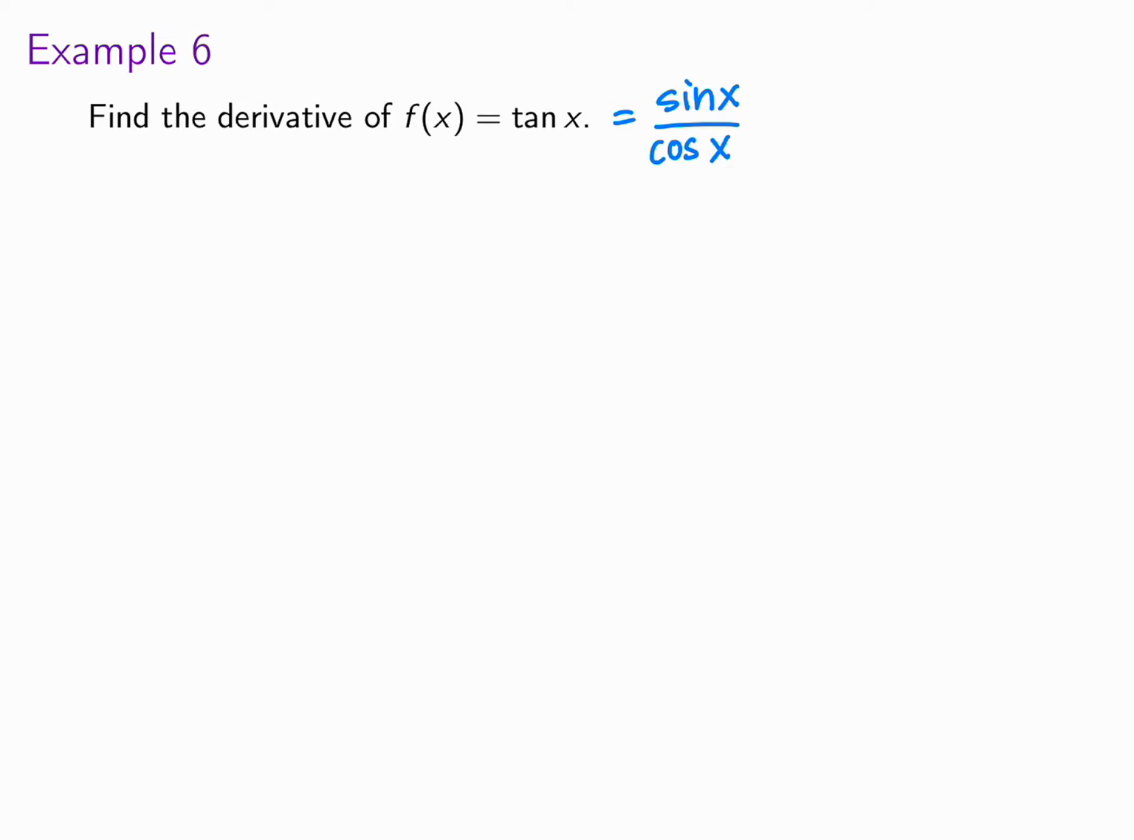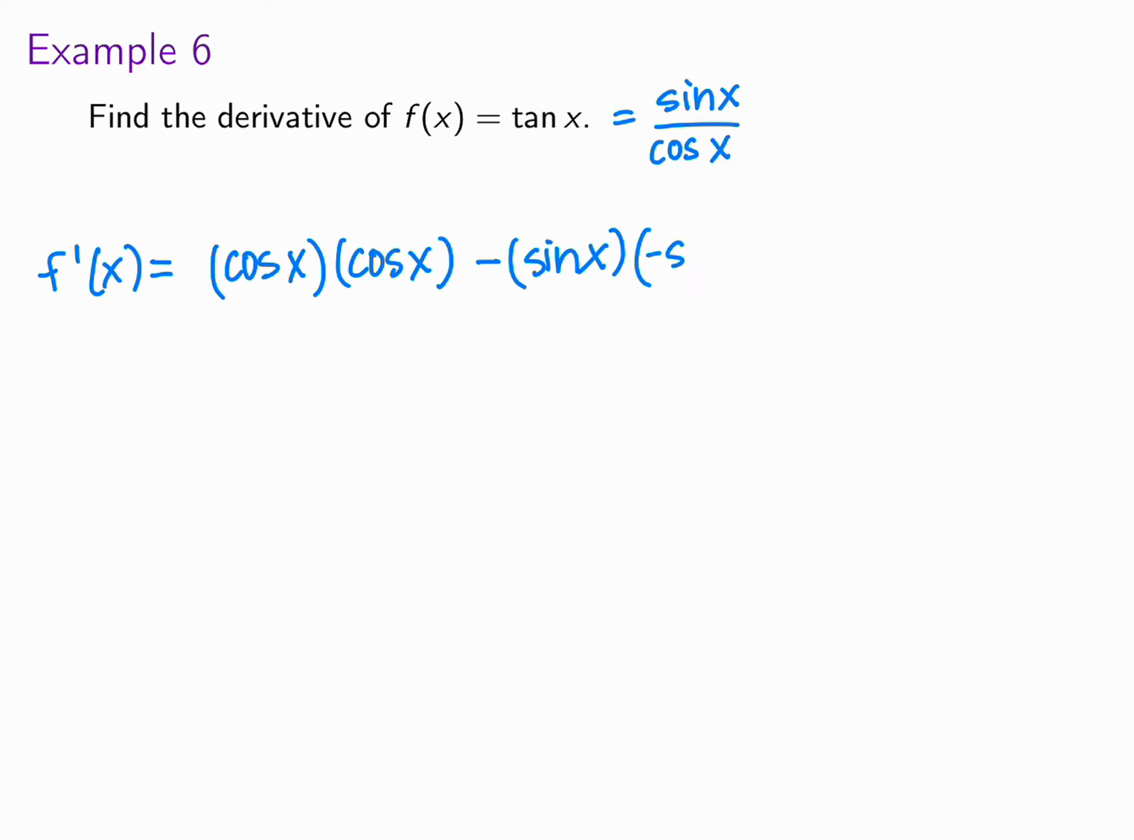So we can use the quotient rule to come up with a formula for the derivative of just plain old tangent x. So f prime of x will be the bottom times the derivative of the top, the derivative of sine x, cosine x, minus the top times the derivative of the bottom. Derivative of cosine x is negative sine x, all over the denominator squared.